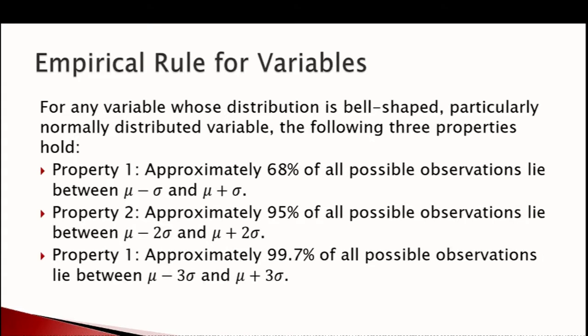Property 3. Approximately 99.7% of all possible observations lie within 3 standard deviations away from the mean, mu minus 3 sigma and mu plus 3 sigma. There's a typo right there, it should be property 3.